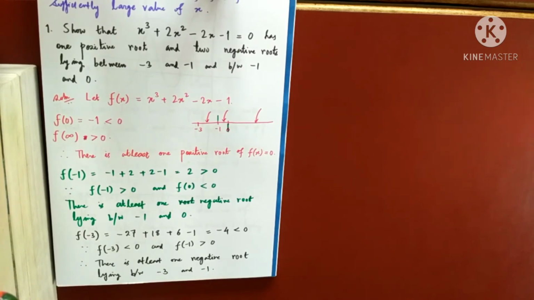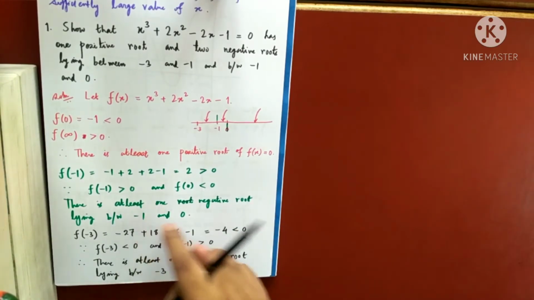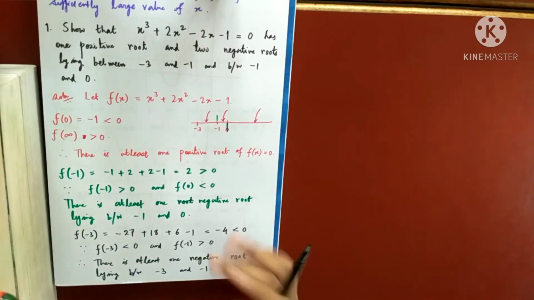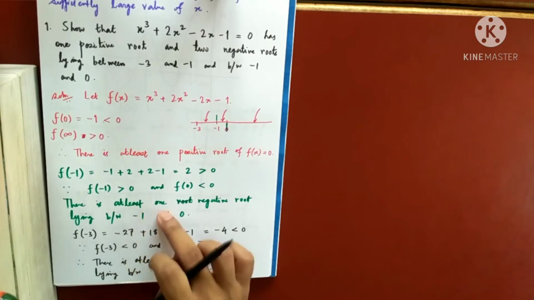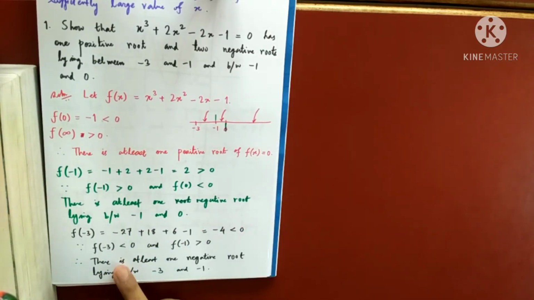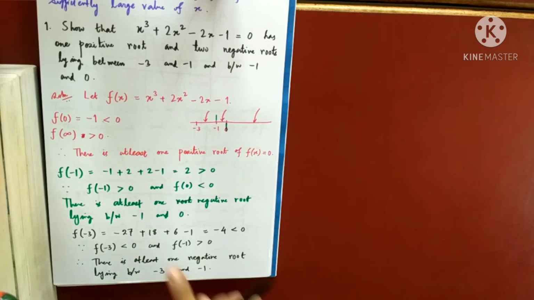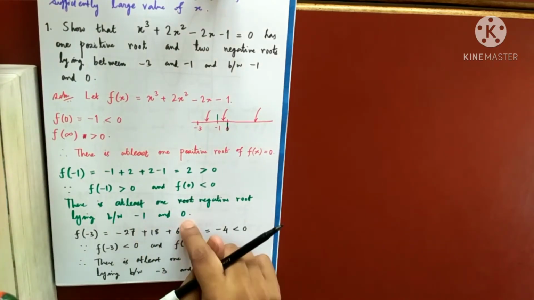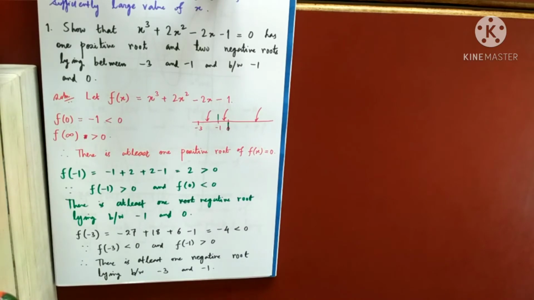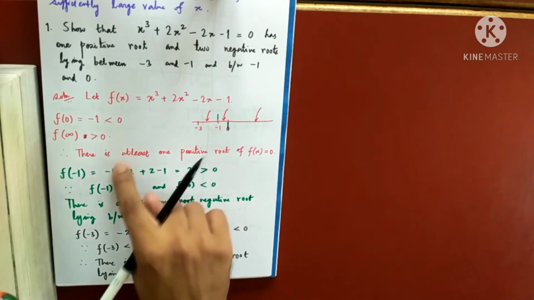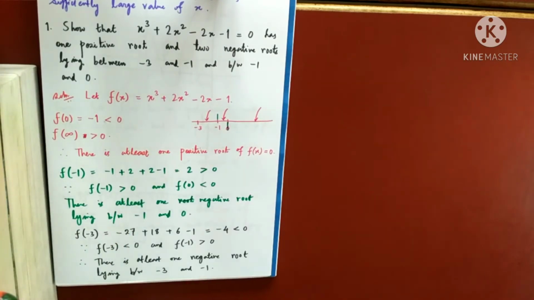So I have guaranteed that there is at least one positive root, and two negative roots, one between minus 1 and 0. There can be more than one also, there can be 3 roots also between minus 1 and 0. So there is at least one negative root lying between minus 1 and 0, and at least one negative root lying between minus 3 and minus 1. Why can I say there is exactly one root between minus 3 and minus 1, exactly one negative root between minus 1 and 0, and exactly one positive root of f(x) equals 0? Why can I drop this word 'at least' and write 'exactly'? Can you tell me?